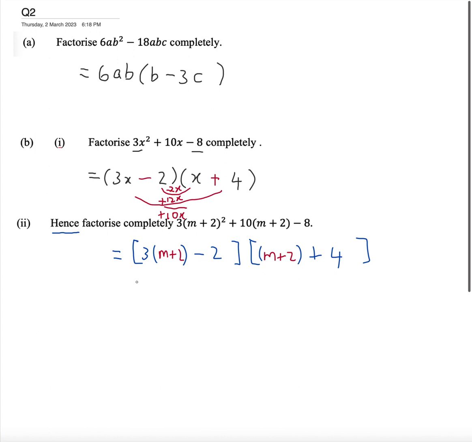We need to simplify. So we have 3m plus 6 minus 2, and on this side we have m plus 6.